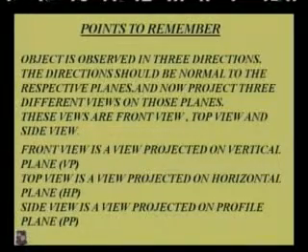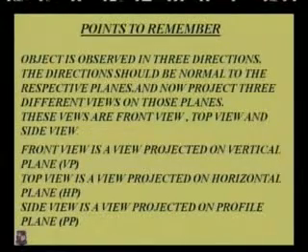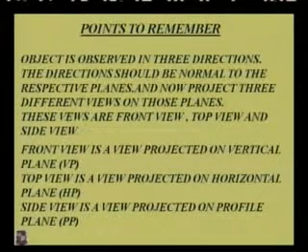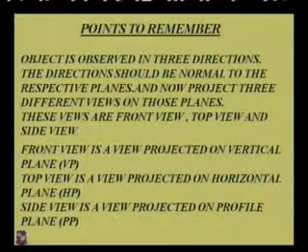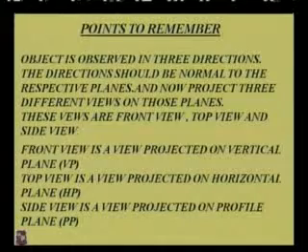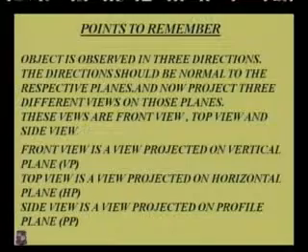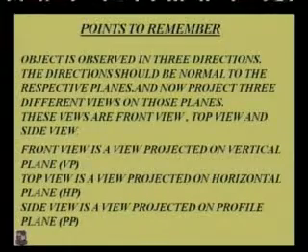It means that when we observe any object to draw the orthographic projection of different views, the direction of the observer should always be normal to the object, which means it should be parallel to the projection lines. If I want to see any object, I should see it in the vertical direction only. The projections of the object should be kept in the vertical direction.